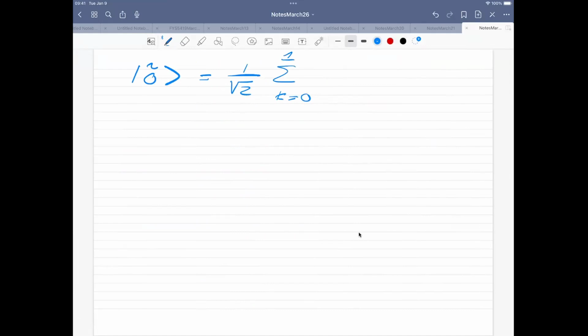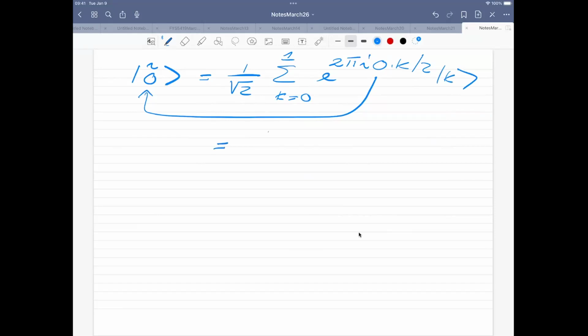We have only two states. And now I have an e to the 2 pi i, I have 0 multiplied with k divided by 2. So the 0 comes from here. So this is a specific component which I'm setting up here. And that is given by k here, and which then gives us 1 over square root of 2, and then I have the state 0 plus the state 1.